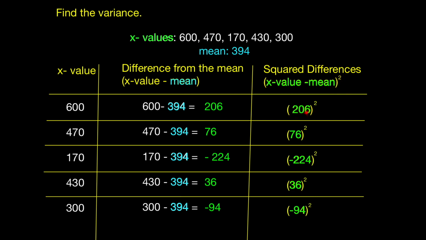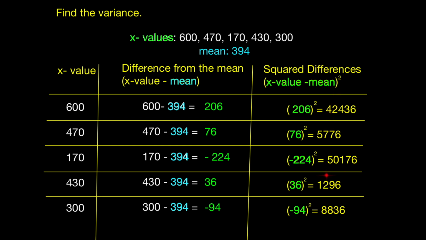So in doing so, I'm going to get 206 to the second power, 76 to the second power, negative 224 to the second power, 36 to the second power, and negative 94 to the second power. So calculating each one of those individually, I'm going to get these results.